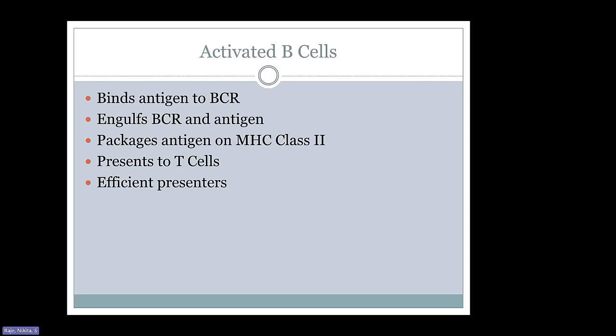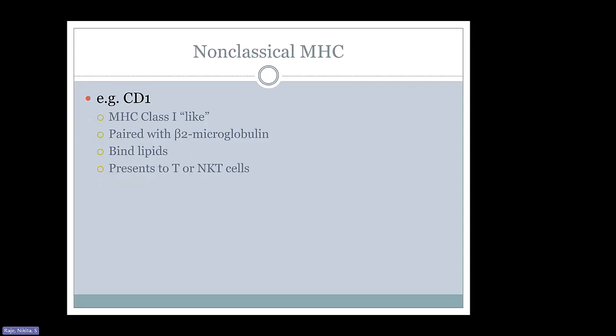Activated B cells bind to the antigen when there is binding of antigen to the BCR. They engulf the BCR and the antigen together. All of it goes into the B cell. And then they package the antigen onto the class 2 MHC and then present it to T cells. They are really efficient presenters. Remember, it's the activated B cells that are APCs, not regular B cells.